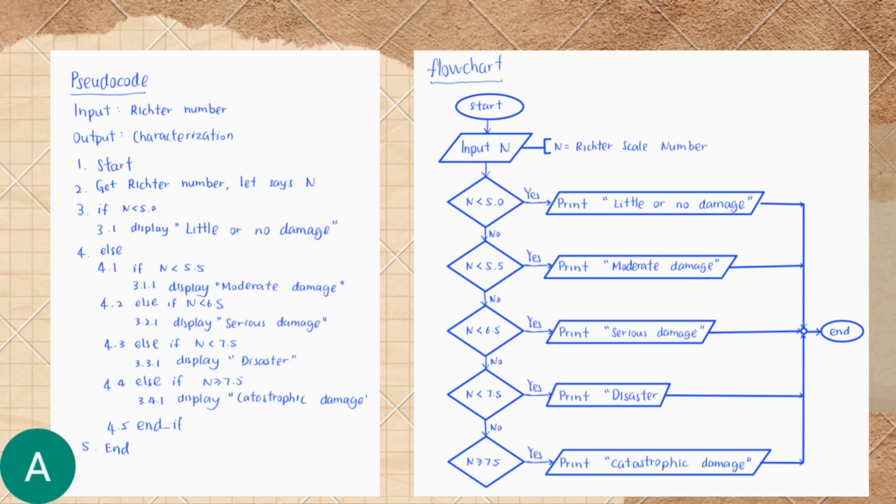Now, starting off with the pseudocode again, we need to get the input and outputs first, which is the Richter number as the input and the characterization as the output. And for every pseudocode, we need to start off with the start process, which is our step 1 right here. And step 2, getting our inputs, which is the Richter number.